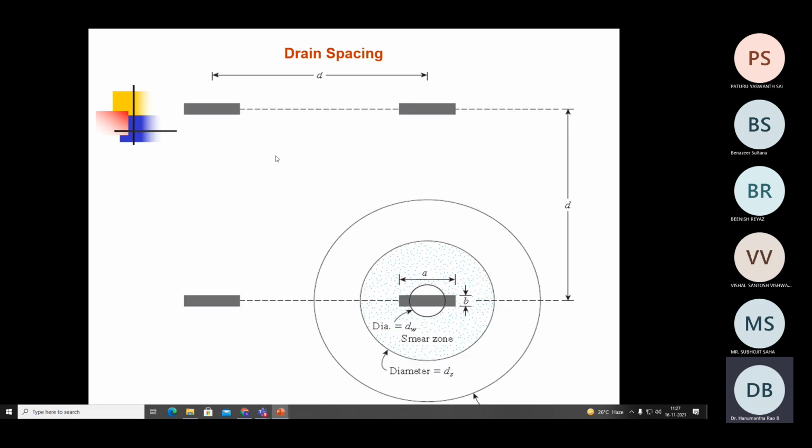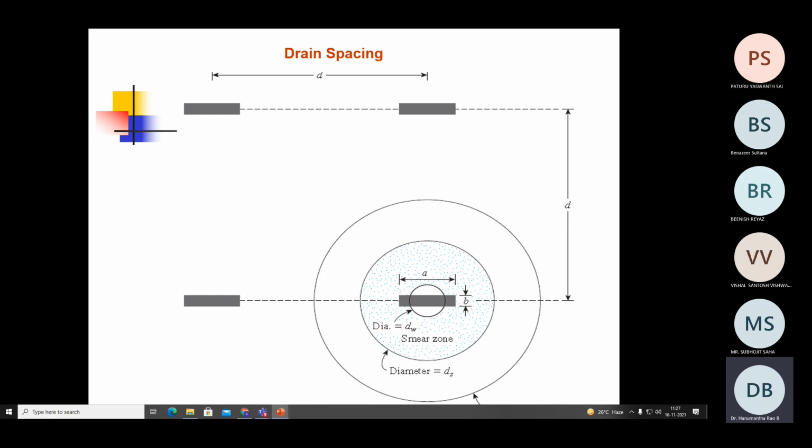This is the schematic which is showing a typical square pattern. This completely filled rectangle indicates the PVD, where the width of the PVD is small a, thickness of the PVD is small b, and using a and b it will be converted into equivalent diameter, that is dW. The outside two circles indicate the zones, one is the smear zone. Here another new concept that came into the mind is the smear zone effect. This white outer circle indicates the native soil.